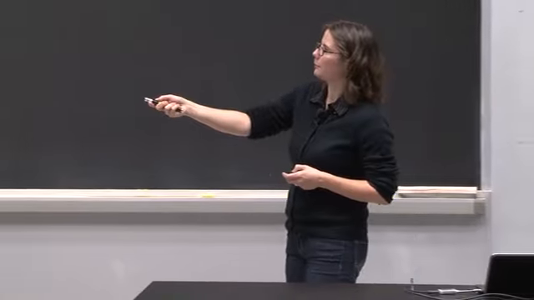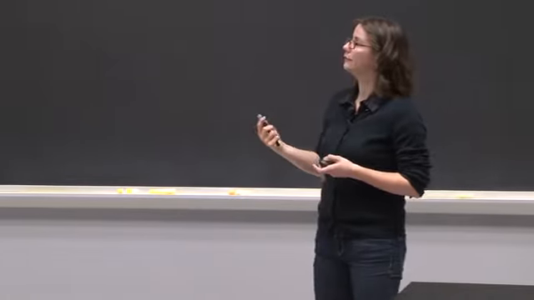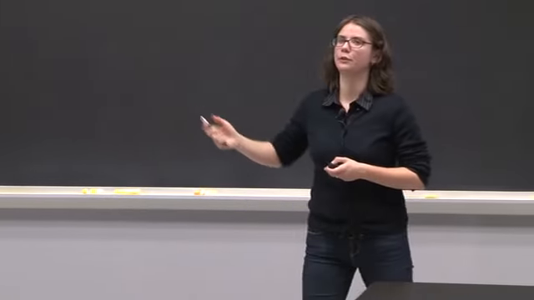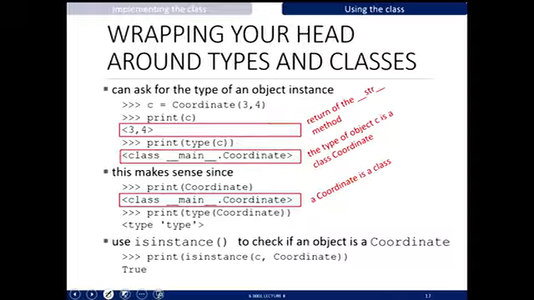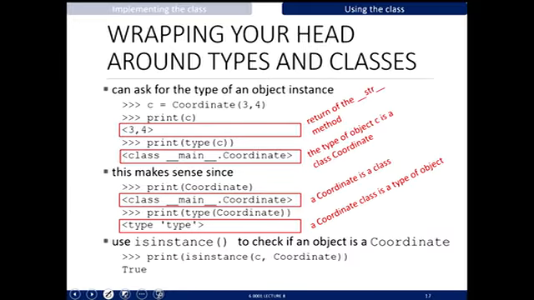If we look at coordinate as a class, if we print coordinate, this is what Python tells us: it's a class named coordinate. And if we print the type of coordinate, well, that's just going to be a type. So class is going to be a type. So you're defining the type of an object.